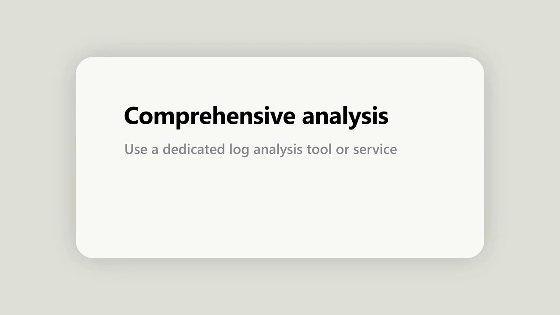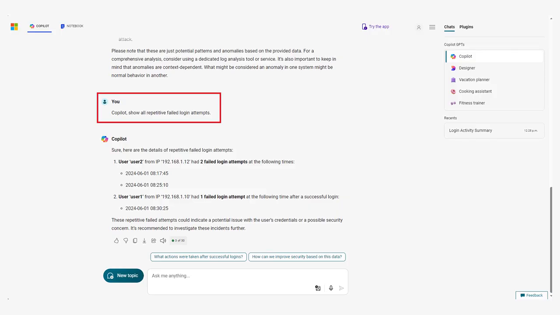Remember, anomalies vary depending on context. What might appear unusual in one system could be considered normal in another. Let's investigate further into anomalies with detailed querying. Request that Copilot filter logs using specific criteria. For example, you could say, Copilot, display all repeated failed login attempts. Copilot filters the data and presents the pertinent entries.